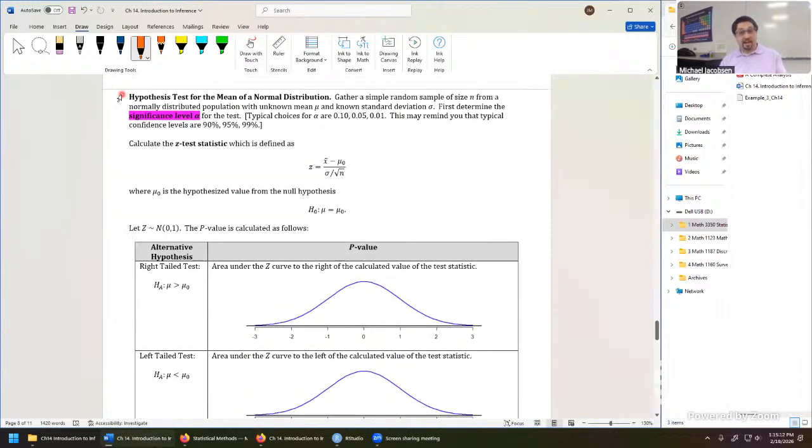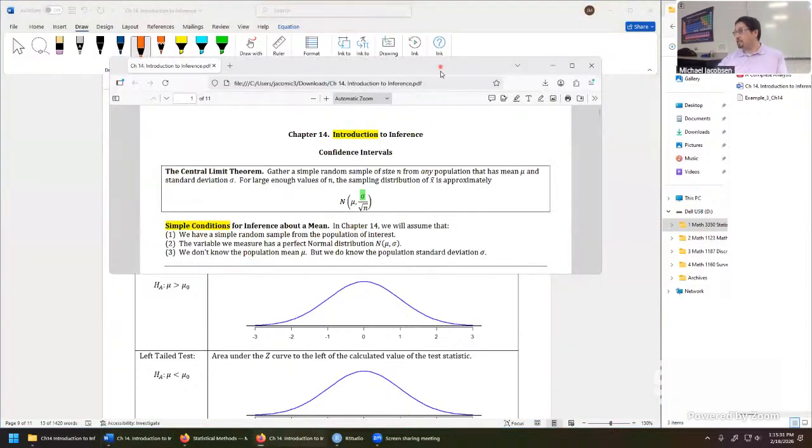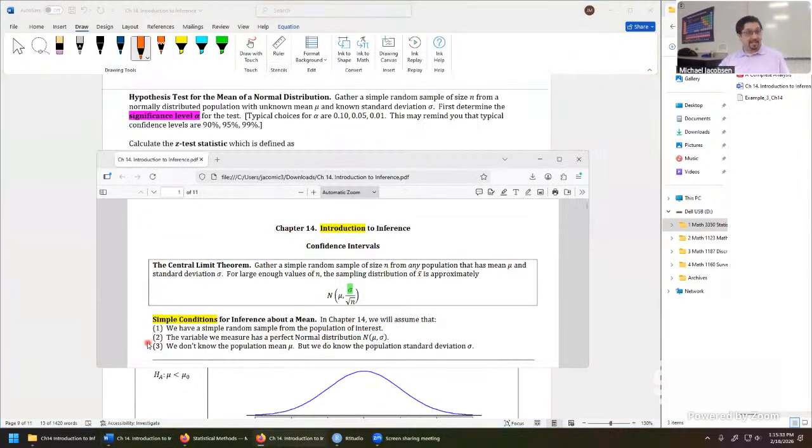Here we finally have our entire full procedure. The hypothesis test for a mean of a normal distribution says the first thing we want to do is gather a simple random sample, we'll denote it by n, from a normally distributed population. It doesn't have to be normally distributed, but that's going back to our simple conditions for inference. We'll make this a better procedure in chapter 17, like we mentioned. So we'll sample from the normal distribution with an unknown mean mu, which makes sense because that's what we're testing this time, and a known standard deviation sigma to go along with what we were doing on condition 3 here.